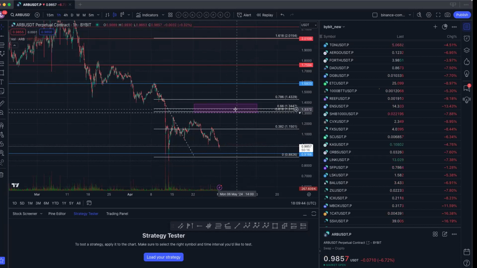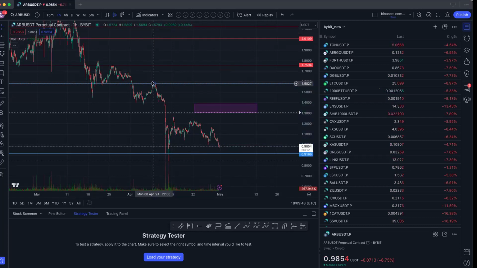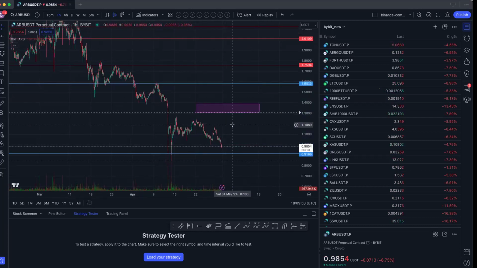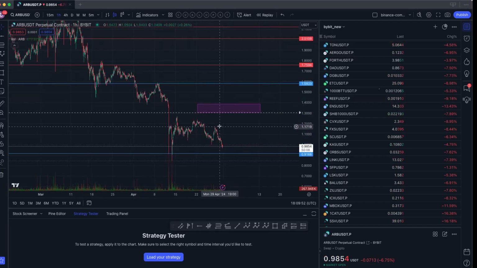And try to see the confluence around this level. So this is a simple system you follow, and let me know the result.